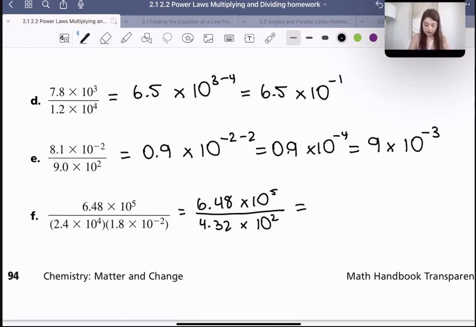Now let's do the division. So what is 6.48 divided by 4.32? Well, according to the calculator, it's 1.5, which is good. That is scientific notation worthy, so that's good. And then what do we need to do now? We need to subtract the exponents, right? When we're dividing exponents with the same base, we subtract the exponents. So we have 10 to the power of 5 minus 2, which is 10 to the power of 3. And there we go. There's our answer.